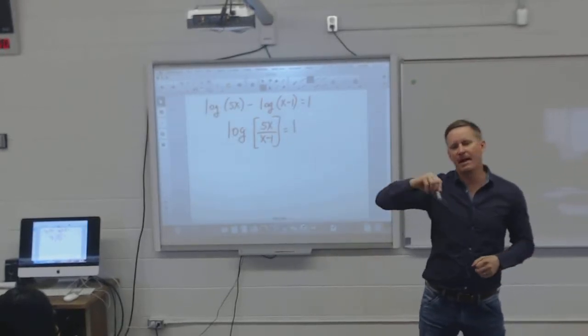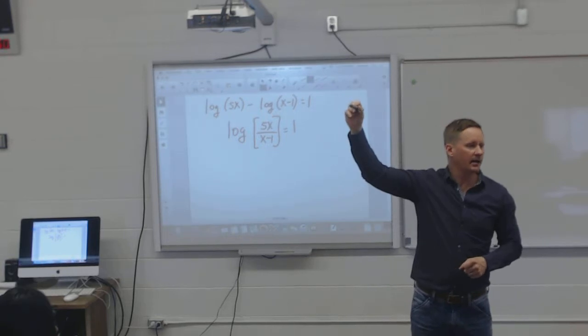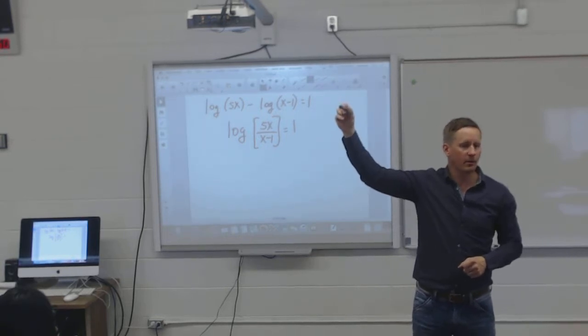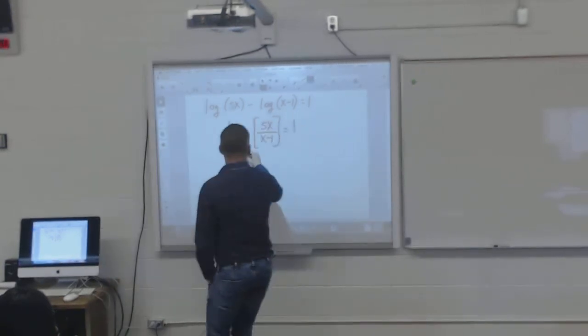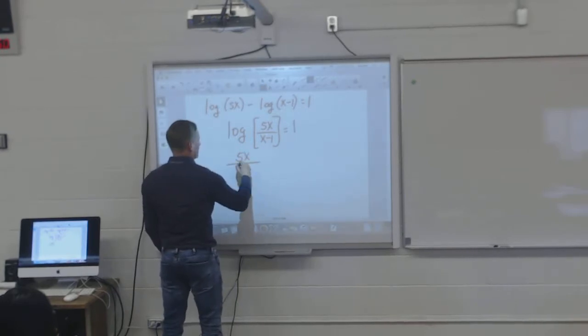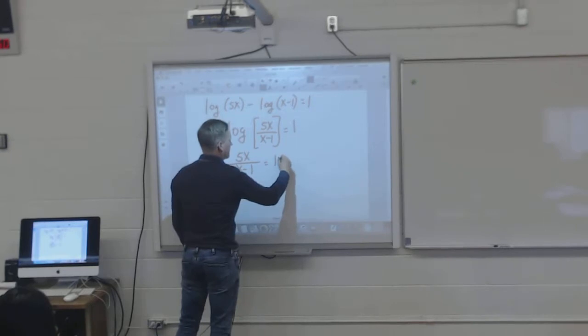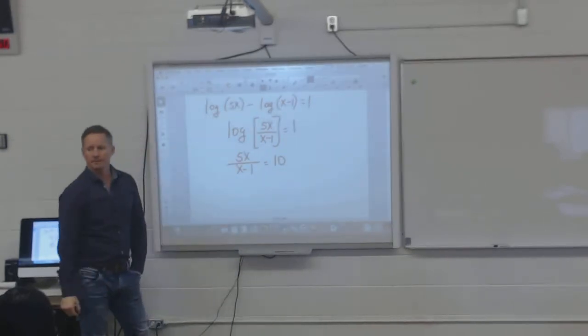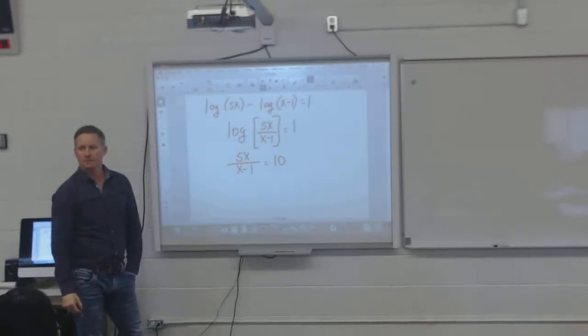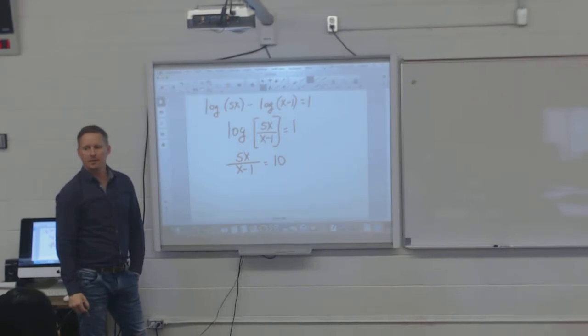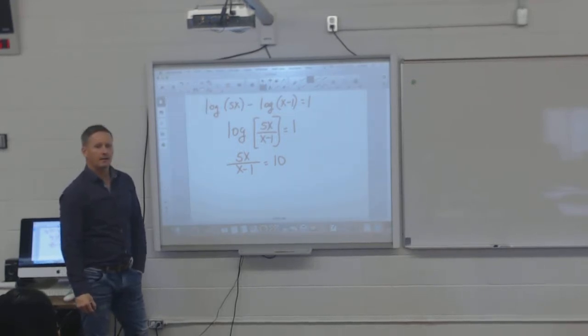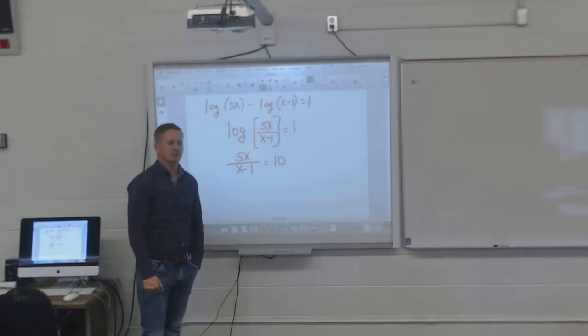That means I take my base, I put it to the other side, and move that number up to the exponent. So what do I have? 5x over x minus 1 equals 10 to the power of 1. Garrick, you didn't follow that? No, I do. You sure? Yeah. Okay. Alright, now I'm just solving equations.